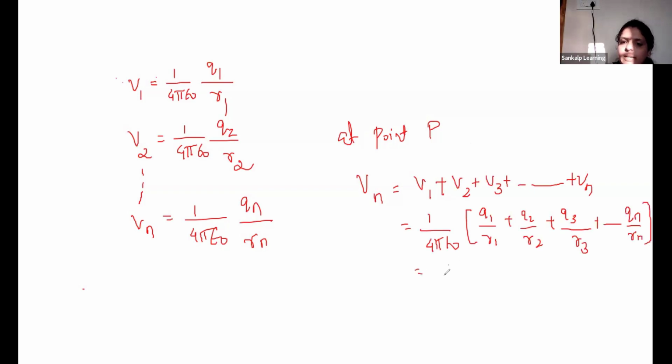Therefore, we can summarize this as 1/4πε0 times the summation of qi upon ri, where the i value takes from 1 to n. So this is the superposition principle: V is equal to 1/4πε0 times the summation of qi divided by ri.